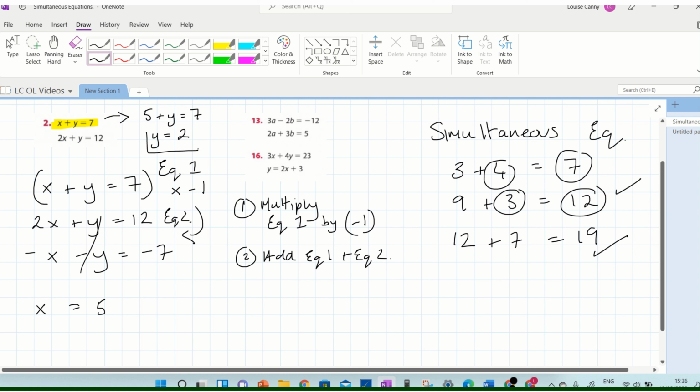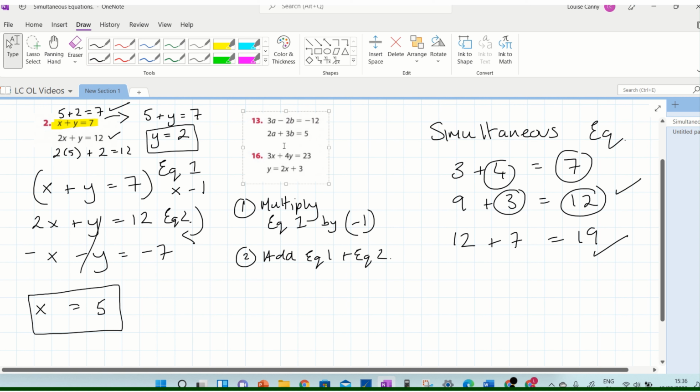So I have found my value for y, which is 2, and I have found my value for x, which is 5. And if I go back to each of my equations and I substitute in my x and y values, they should both work. So then I have 5 plus 2 is equal to 7. So I can see that I'm correct there. So that's probably the most straightforward type of one that you're going to get.